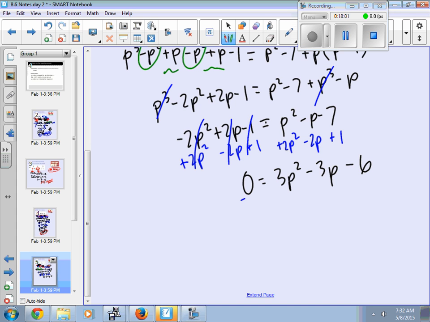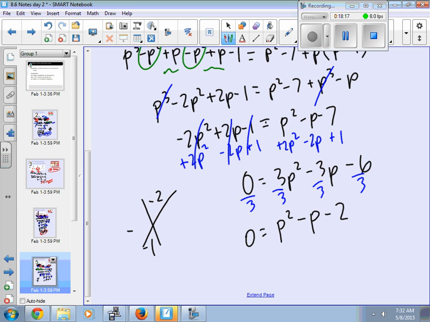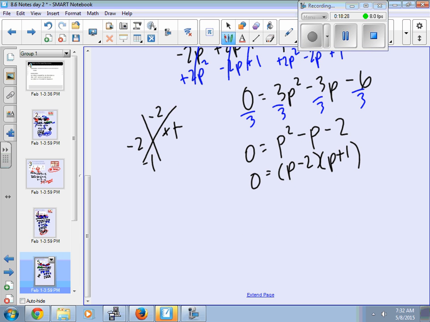Looks like all these terms can be divided by 3, so I'm going to do that next. So that's still 0. This would be p squared minus p minus 2. What's going to multiply to -2, add to -1? -2 and +1. So set those both equal to 0 now, and we get two answers, p equals 2 and p equals -1.